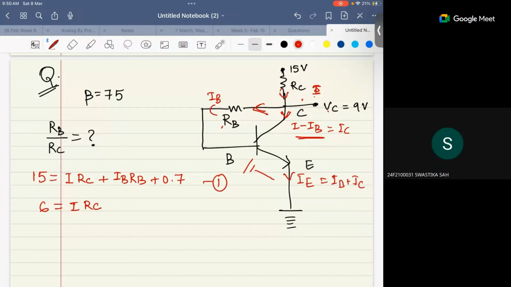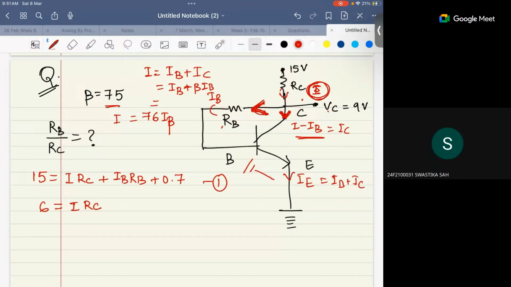Okay. Now, can I write I equals what? I is equal to IB plus IC, right? This I is equal to IC plus IB: some part is coming here as IC, some part is going here as IB. Correct? So this is IB plus beta times IB. What is the value of beta? 75, right? So this will be 76 times IB. Is it clear to everyone?